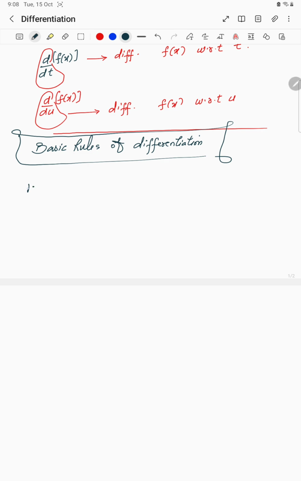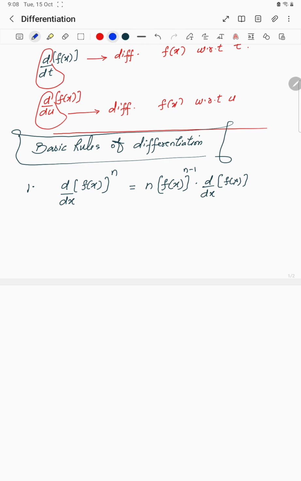The first one, the basic rule: if you have to differentiate the function f of x with power n with respect to x, we need to write the power rule. First write the power, write the function and make the power one less, times the third step, which is to differentiate with respect to x the function whose power you had.